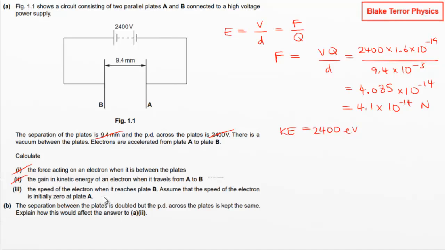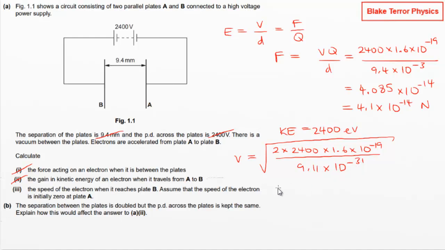What is the speed of the electron when it reaches plate B, assuming that it starts from rest at plate A? Okay, so how quickly is this going to be going? So we've got our half mv squared is equal to this. So v is going to be equal to the square root of 2 times 2400 times 1.6 times 10 to the minus 19. So that's our kinetic energy multiplied by 2 divided by the mass, 9.11 times 10 to the minus 31. So tap all of that in.